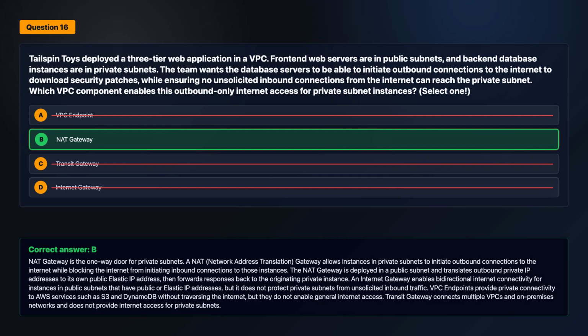The NAT gateway is deployed in a public subnet and translates outbound private IP addresses to its own public elastic IP address, then forwards responses back to the originating private instance.